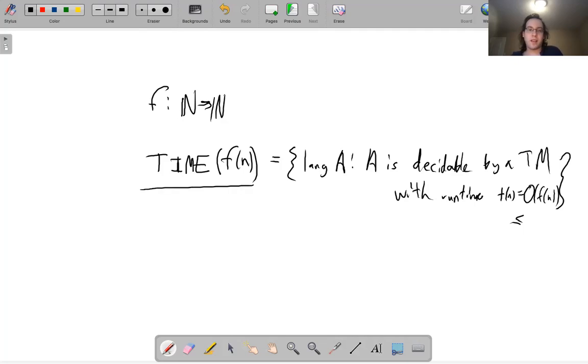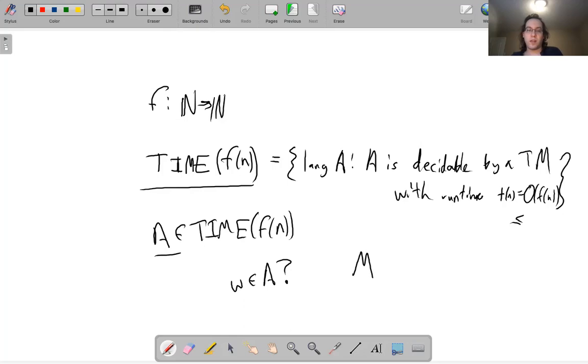So that is TIME of f of n. It's a class of languages, the set of all languages that are decidable in time at most f of n, except for constant factors, which we don't care about. So at most 100 f of n is fine in terms of time. Suppose that A is in TIME of f of n. Then to decide A, if I want to know whether W is in A, there is some Turing machine M sub A, I can run it on W, and the time that it will take is big O of f of the size of W.